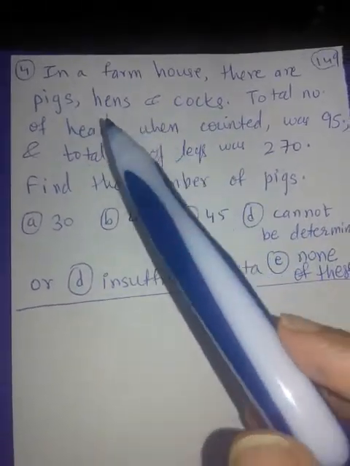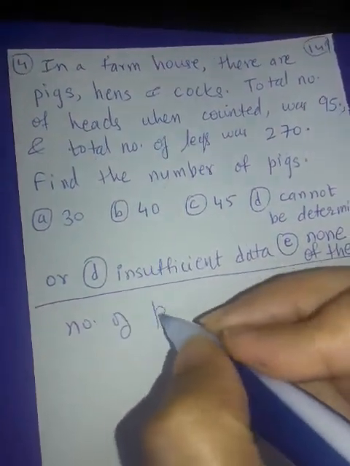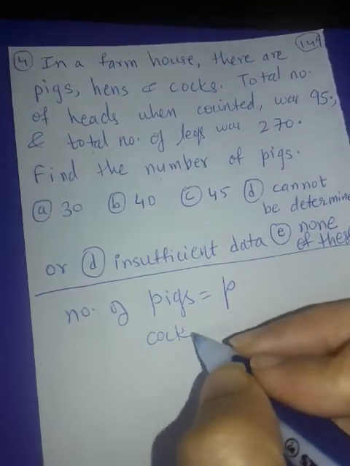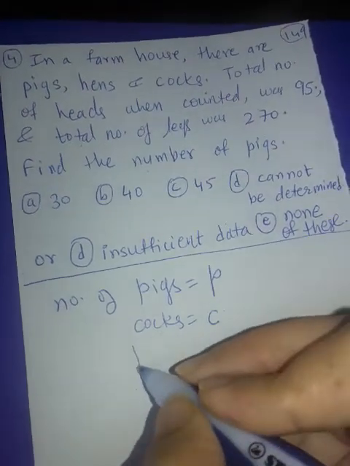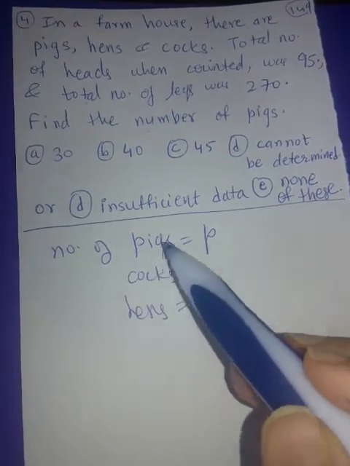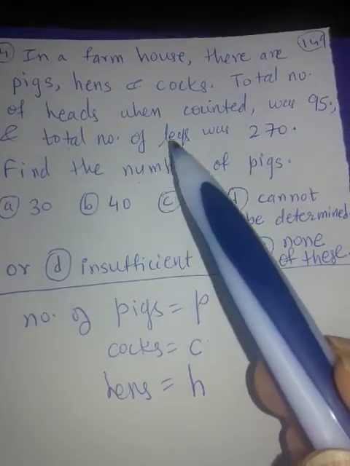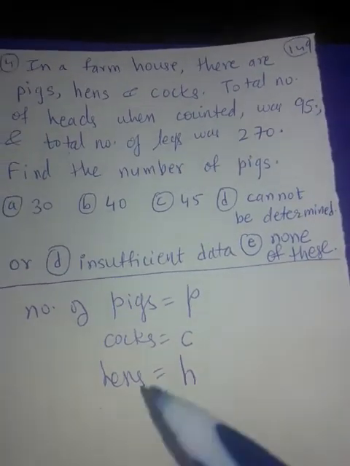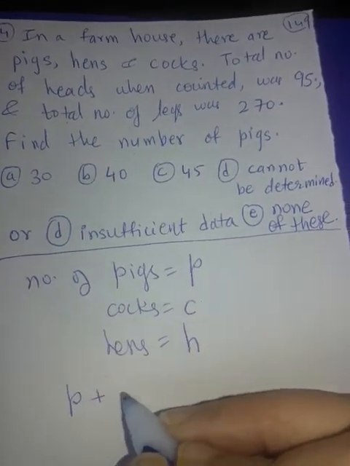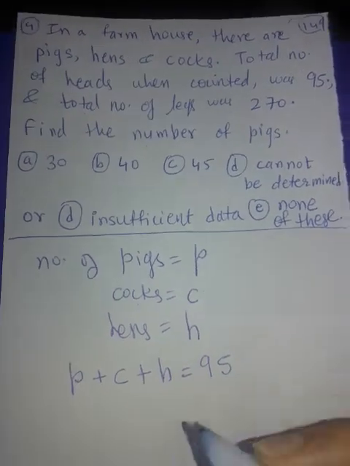Now they are saying that there are three types of animals. So I am going to assume number of pigs as P, number of cocks as C, and number of hens as H. It becomes easy to identify. Now total number of heads was 95. That means total animals were 95. Every animal has one head only. So P plus C plus H is 95. This is given to me.